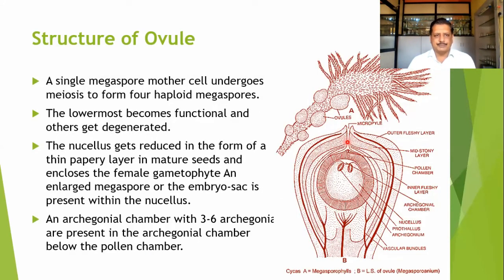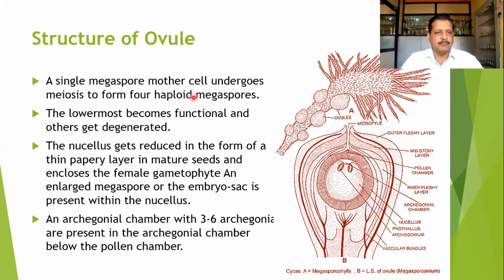Then a single megaspore mother cell undergoes meiosis to form the haploid megaspores. Here is the typical megasporophyll, where we can observe that the ovules are there, and there is a slight development of the megasporophylls and the ovule structure. But how the development takes place, that we can observe here.